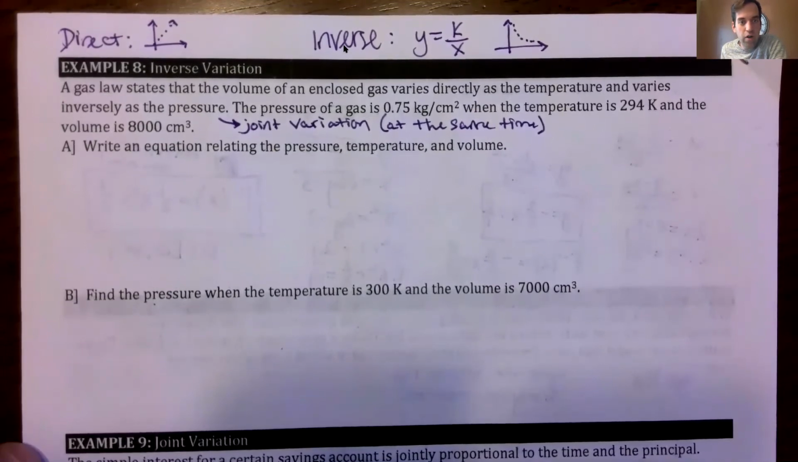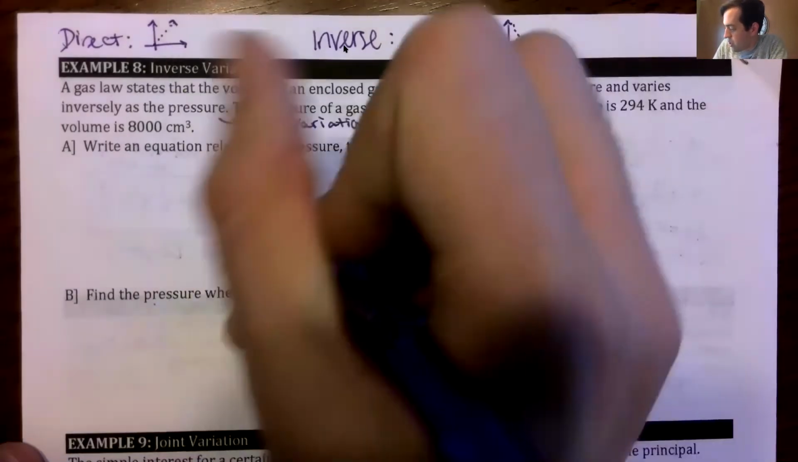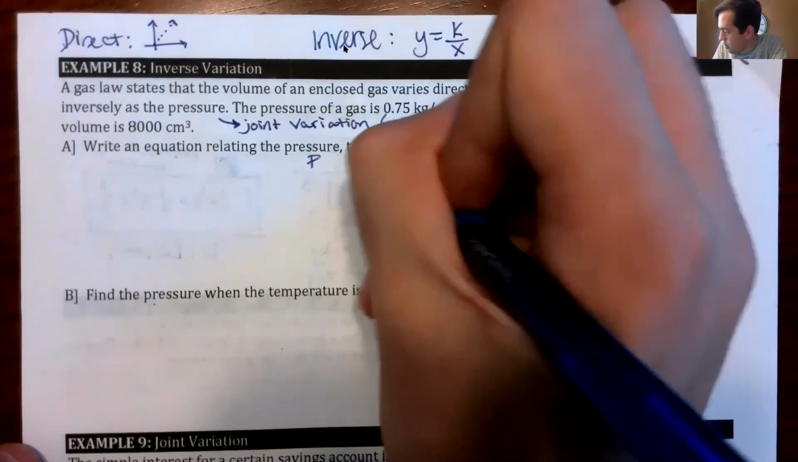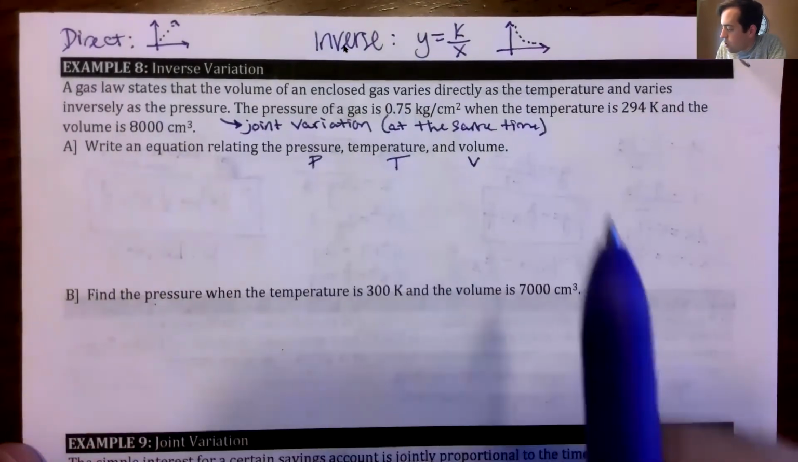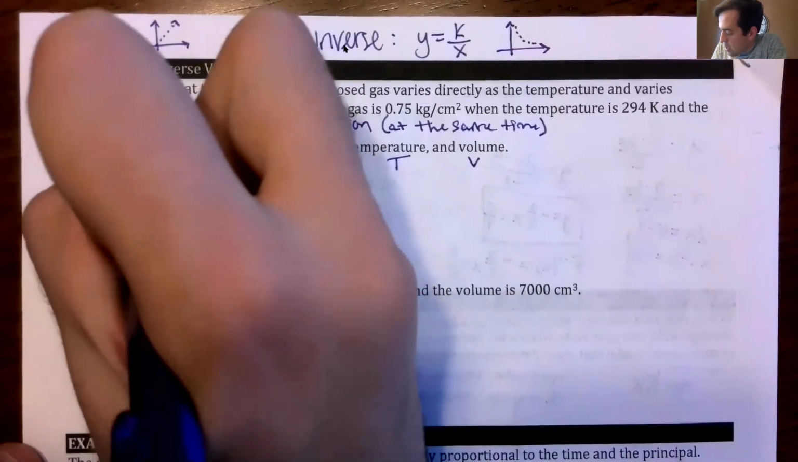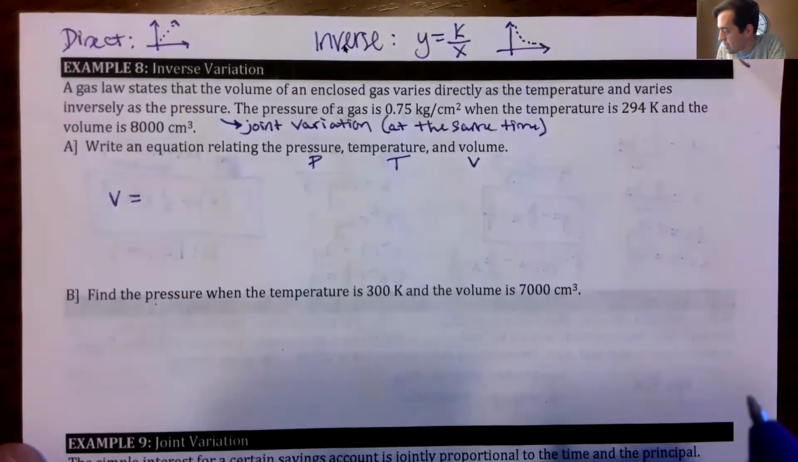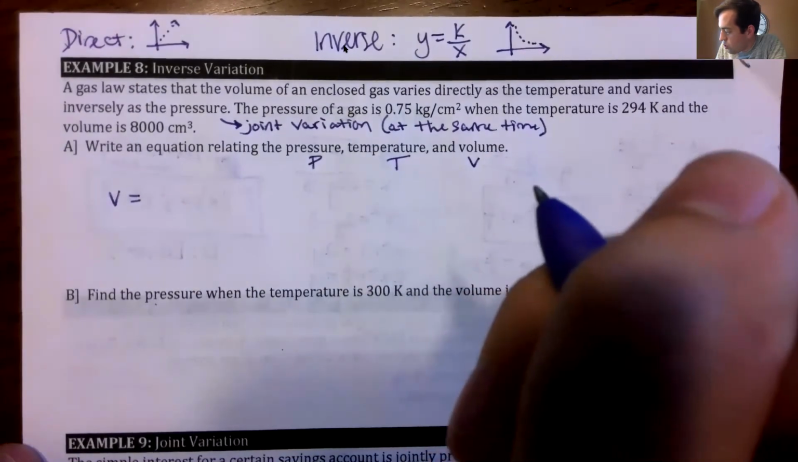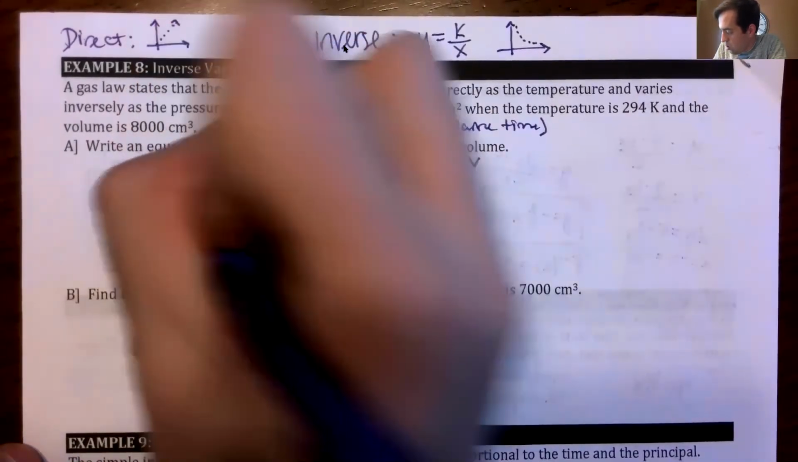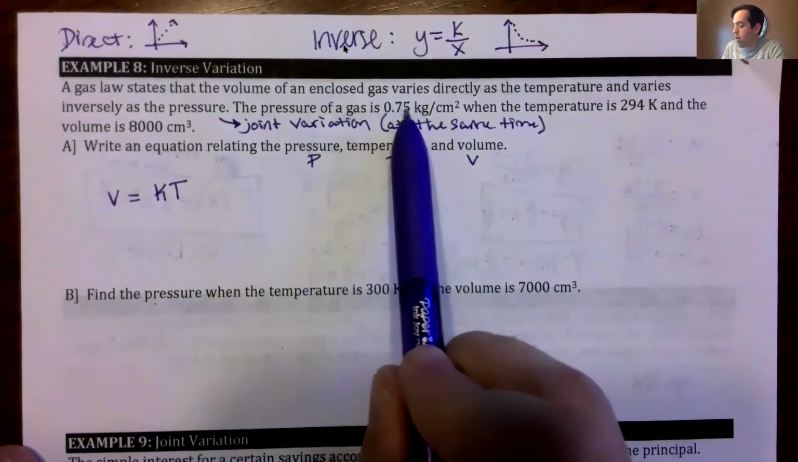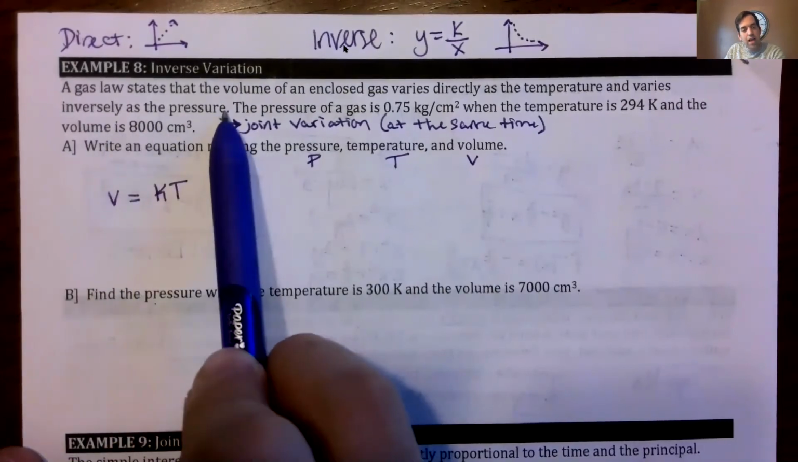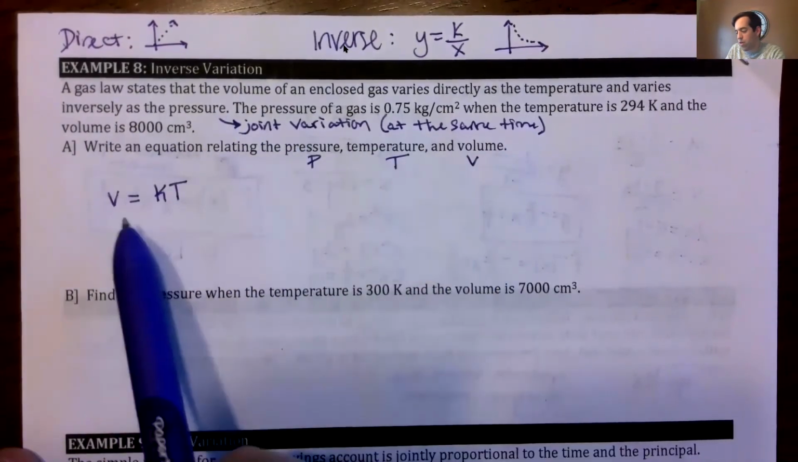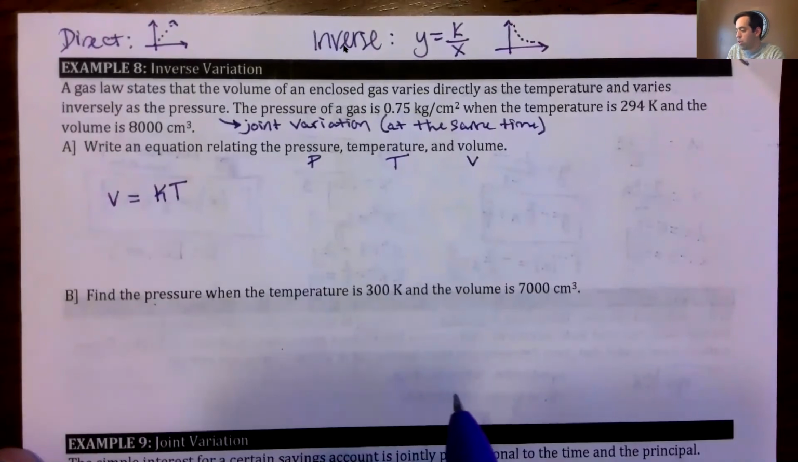So the gas law states that the volume of enclosed gas, and I'm actually going to use different variables here. We're going to use pressure, temperature, and volume, P, T, and V. So the volume of the enclosed gas is directly proportional to the temperature. So we're told that it varies directly as the temperature, so KT, and inversely as the pressure at the same time. So in the same equation, it's inversely proportional to the pressure.